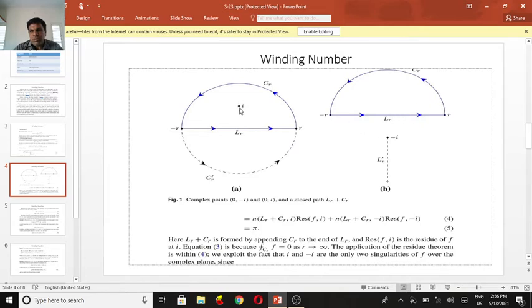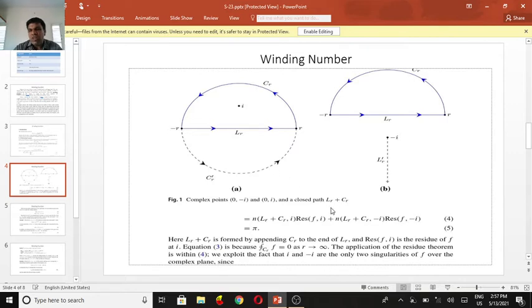In the image, if you observe the path from minus i to i, that is the linear path, the imaginary axis. LR dash, the linear path, runs from minus i to i. That is called LR dash. In the complex plane, the points are (0, minus i) and (0, i). So the complex points 0 to i and 0 to minus i, and a closed path LR and CR.